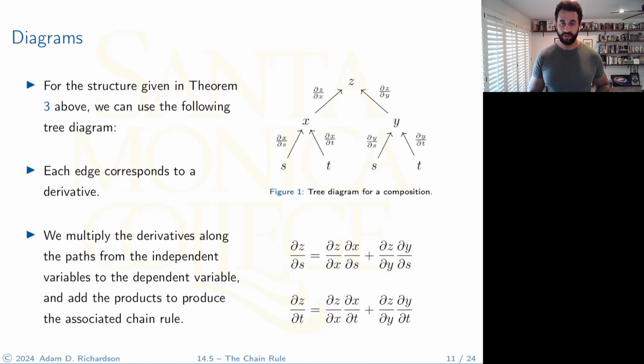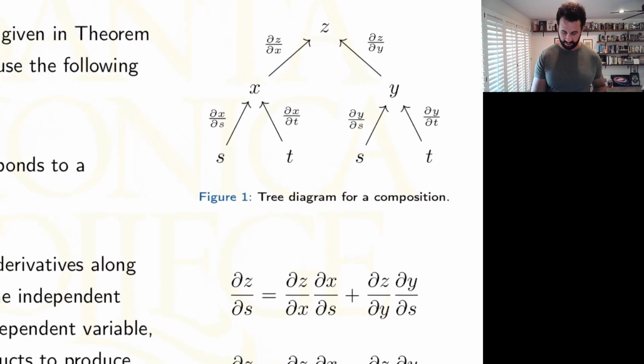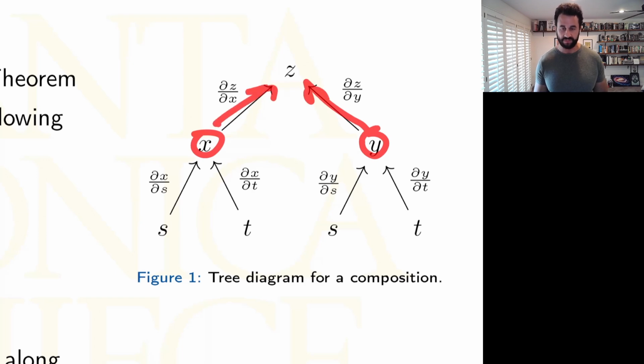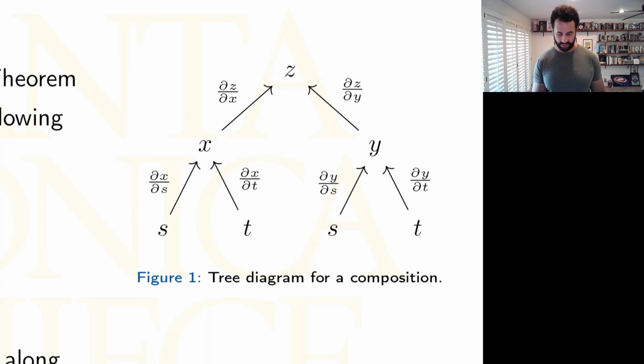Let's look at this one here. In theorem 3, we can use this tree diagram. So let me zoom in for a minute. All right, so z was a function of x and y. That means if you had values for x and y, you could get a value of z. So they're like pointing up to z. But also, each one of these functions, x and y, were functions of s and t. So these arrows are giving you the dependence relationships, right?